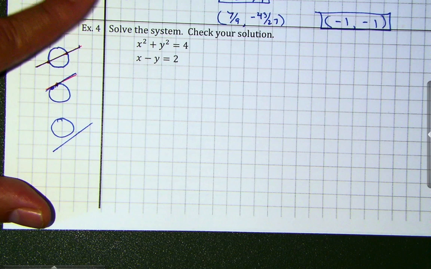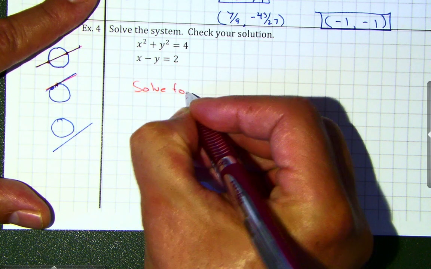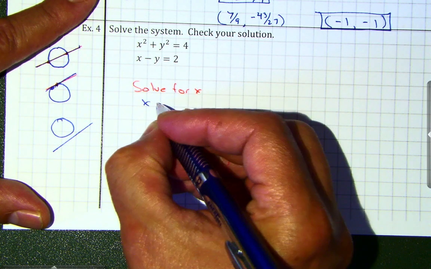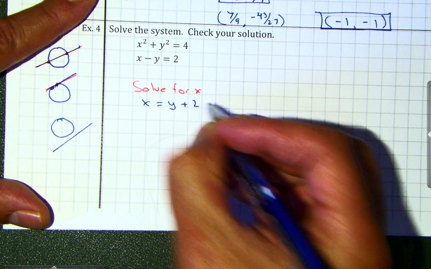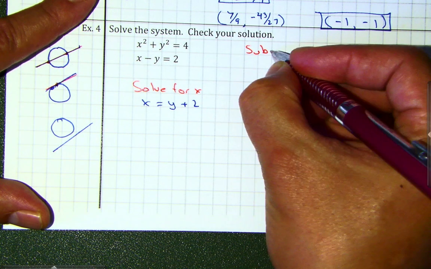Excellent. So I'm going to solve for x. I'm going to write down my second equation, x equals y plus 2. And now I'm going to substitute the second equation into the first equation.